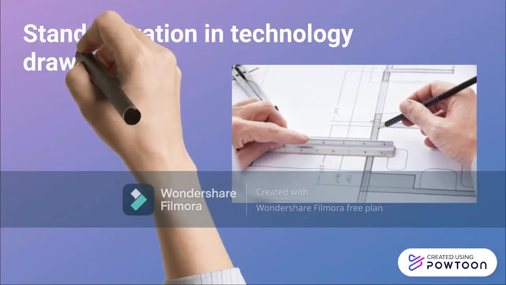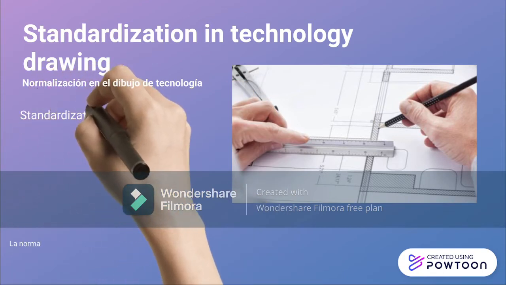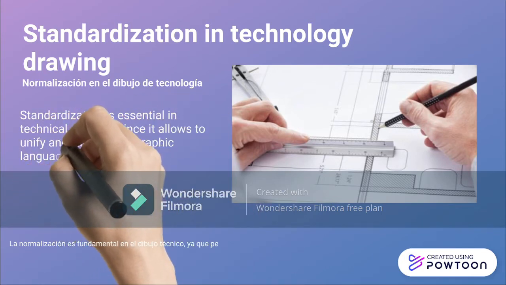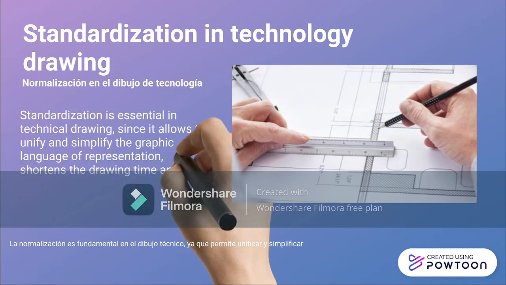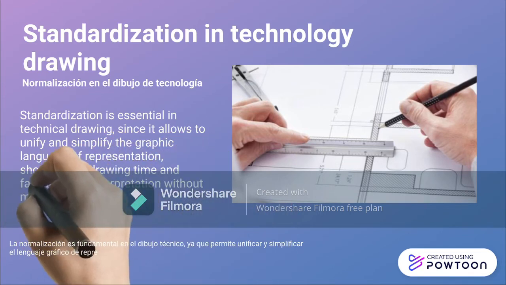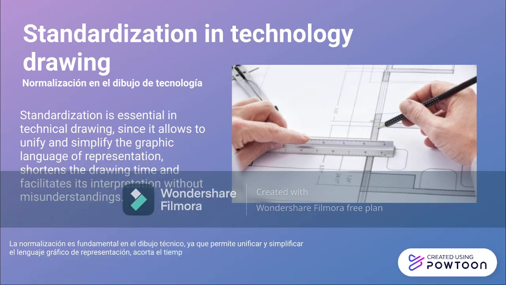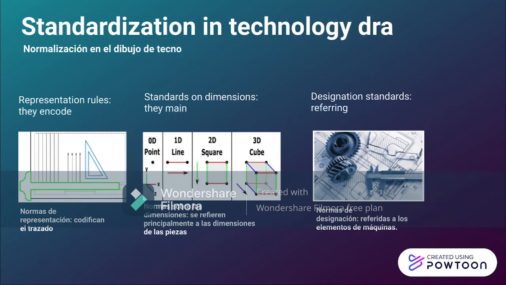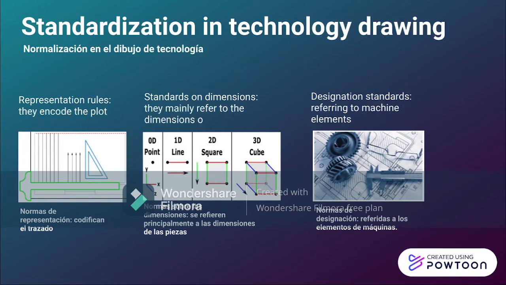Standardization in technical drawing. Standardization is essential in technical drawing since it allows unifying and simplifying the graphic language of representation, shortens drawing time and facilitates its interpretation without misunderstanding. It is divided into three categories: representation rules, which encode the drawing. Standards on dimension, which mainly refer to the dimensions of the pieces.